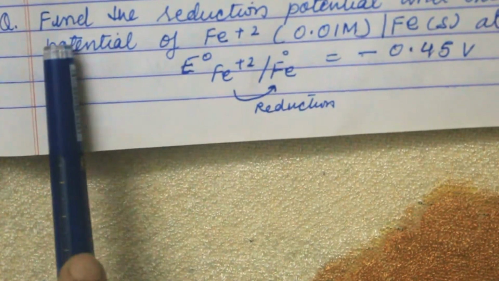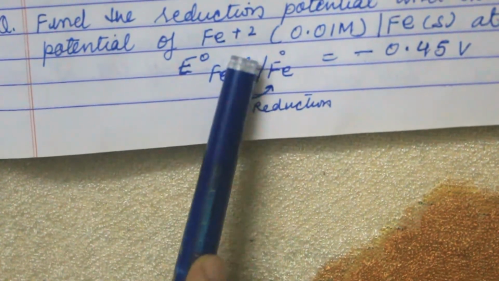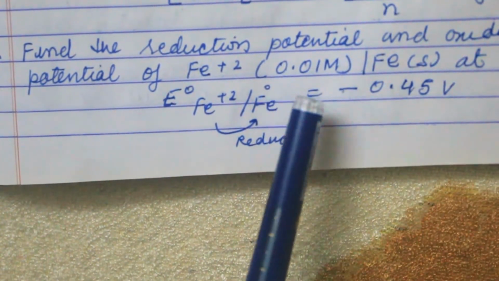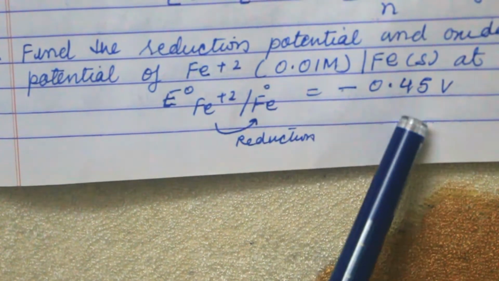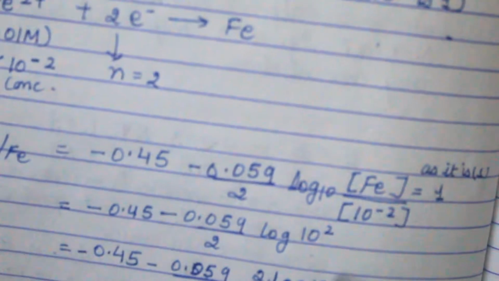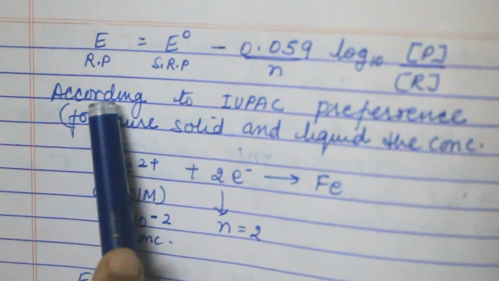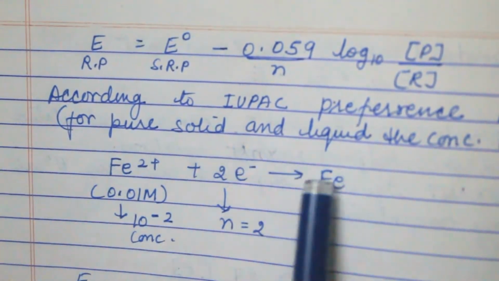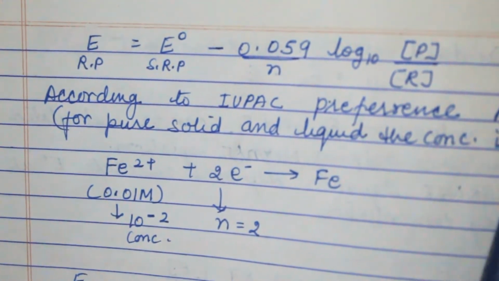So my question is, find the reduction potential and the oxidation potential of Fe2 plus of 1 mole Fe in the solid state at 25 degrees centigrade, where Fe plus 2 upon Fe is given as negative 0.45 volt. Now if we put the value in this equation, according to IUPAC preference, this is the reduction potential. For a pure solid or liquid state, we take 1 mole or 1 molar.